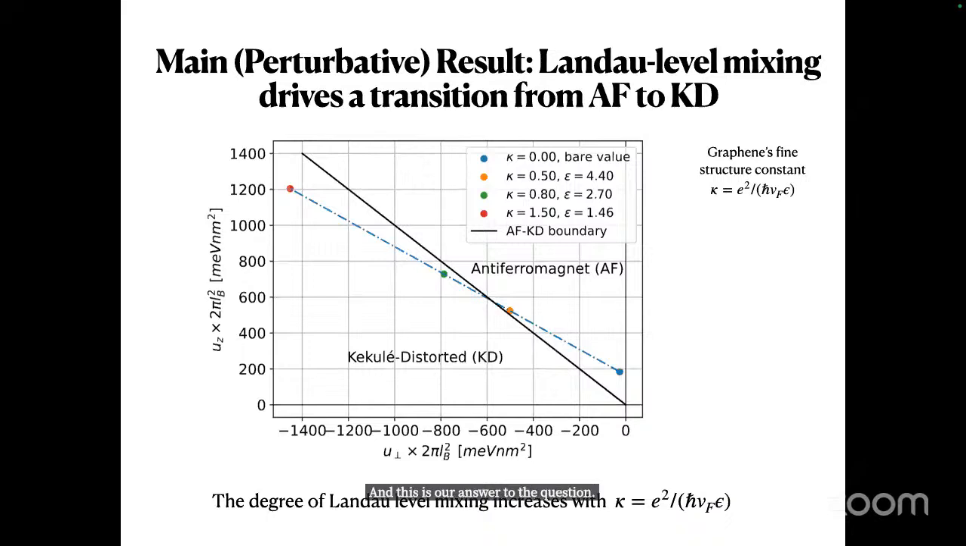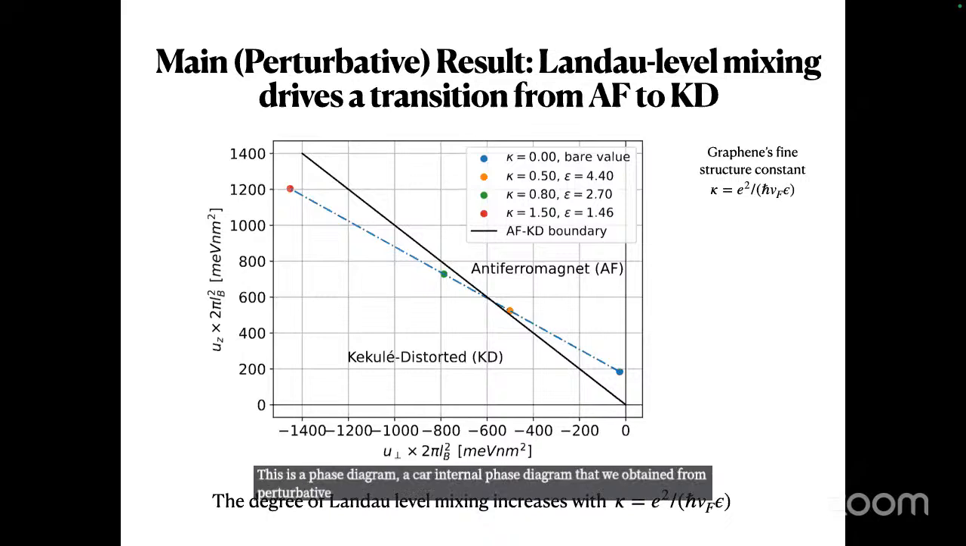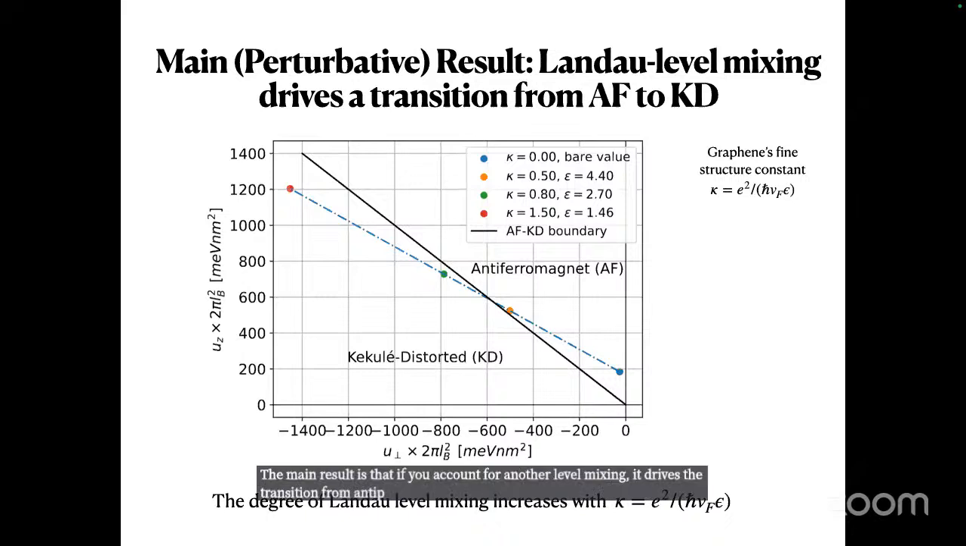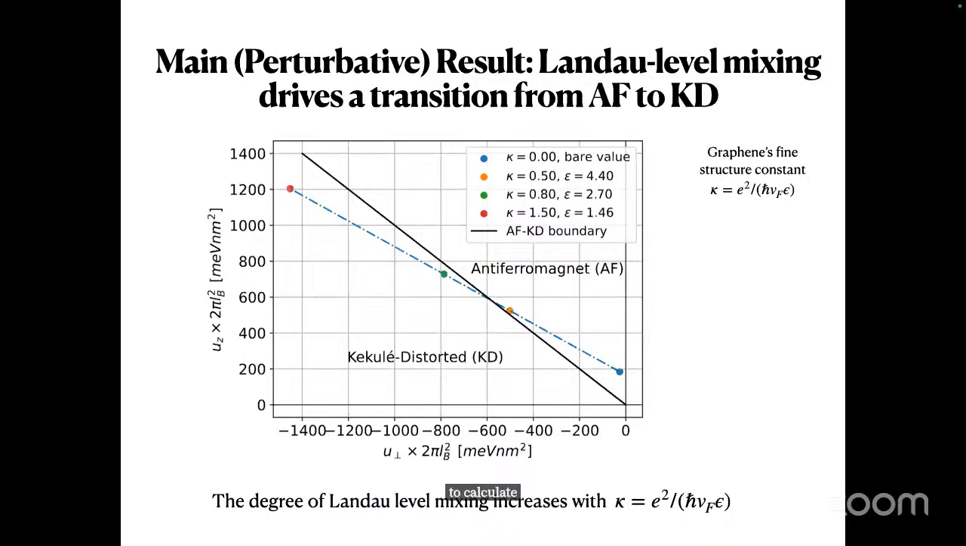So this is a phase diagram that we obtained from perturbative analysis, and I will describe it in more detail later. The main result is that if you account for Landau-level mixing, it drives the transition from the antiferromagnetic state to the Kekulé distortion state.